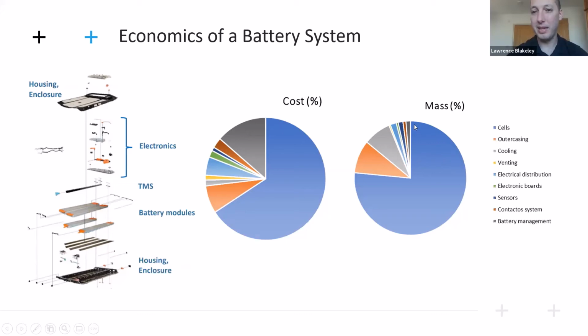So here you can see the cell has a huge impact on the mass. This is the right-hand pie chart, but it's not the only factor. The casing and cooling are the majority of the rest of the mass, and then the rest is made up in the smaller elements. But the cell cost is a huge part of the battery system.